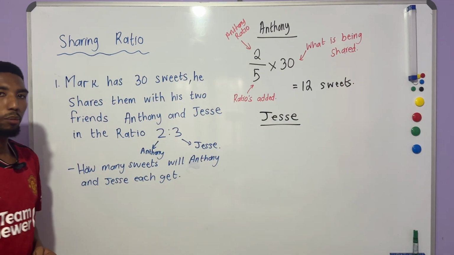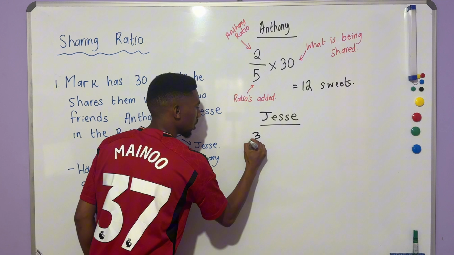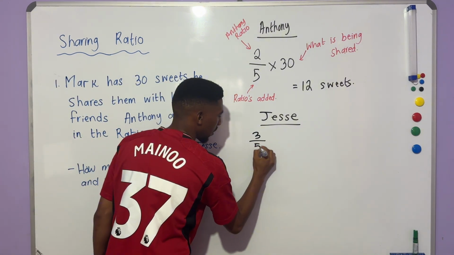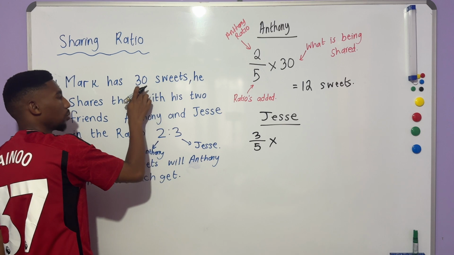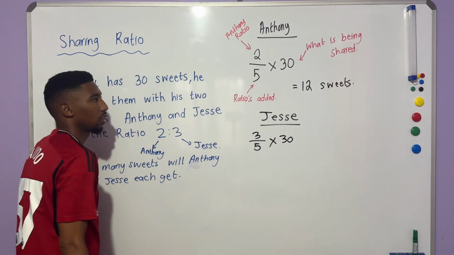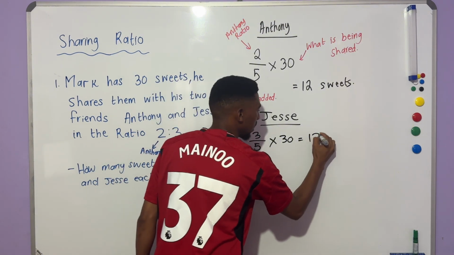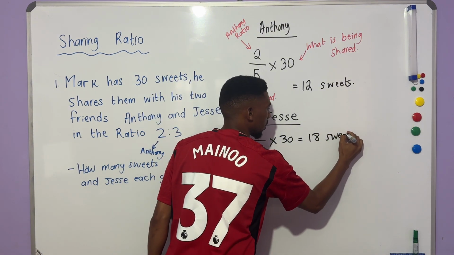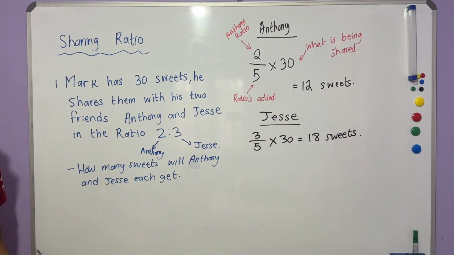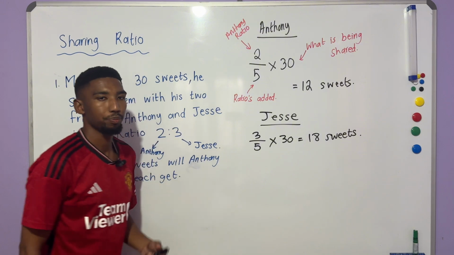And then to find the number of sweets Jesse will have, I'm going to take Jesse's ratio, which is 3, and divide it by the total again, which is 5, and I still multiply it with the 30 sweets. When I do that in my calculator, I should get 18 sweets. So Anthony will get 12 sweets and Jesse will get 18 sweets.